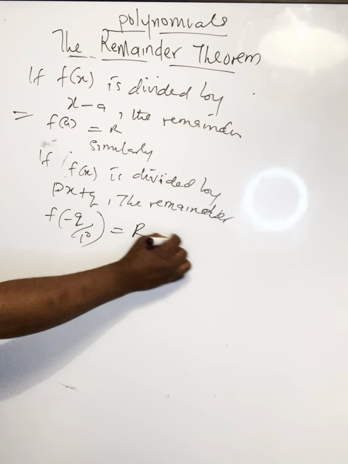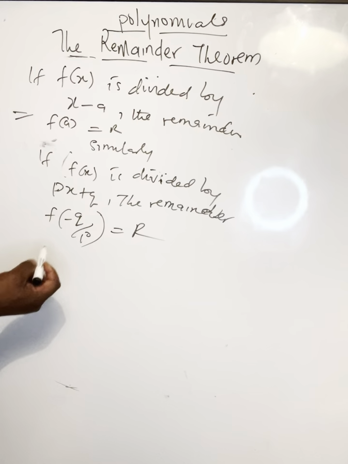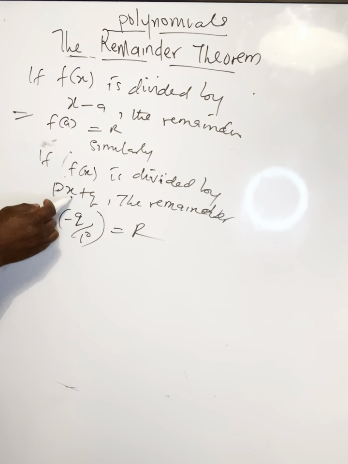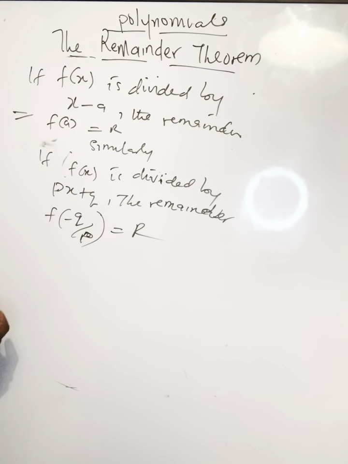This is going to be the remainder, r. This is the remainder because this is the divisor. This divisor, if you equate it to 0, making x the subject of the formula, you're going to get minus q over p. So I'm going to use some examples to explain this further.